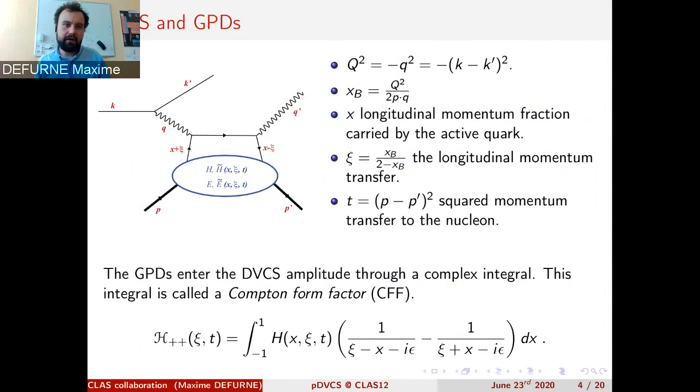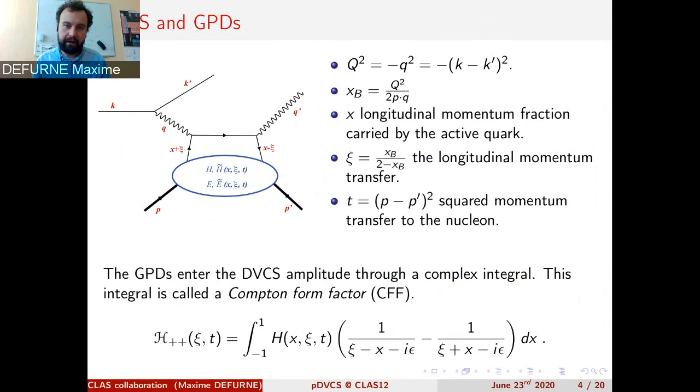Today's talk will be dedicated to what we call the golden channel to study the generalized parton distributions, which is called deeply virtual Compton scattering. Here at Jefferson Lab, we have an electron beam that will interact with a quark inside a proton by exchanging a virtual photon, Q. This virtual photon will be absorbed, and then this quark will re-emit a real photon before reintegrating the proton.